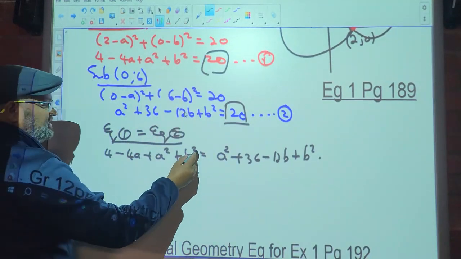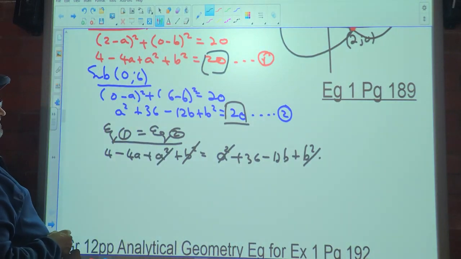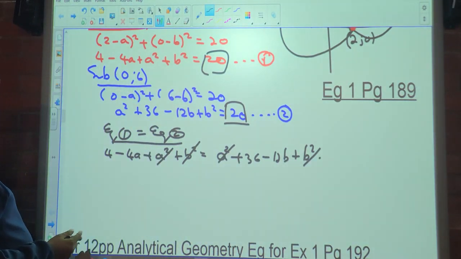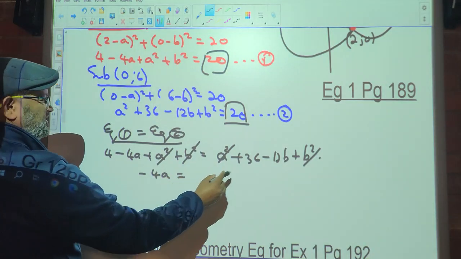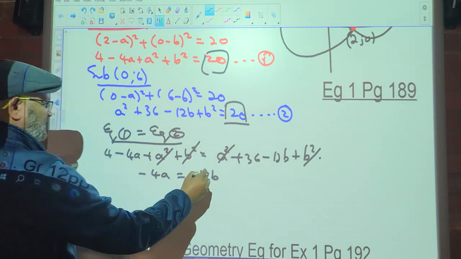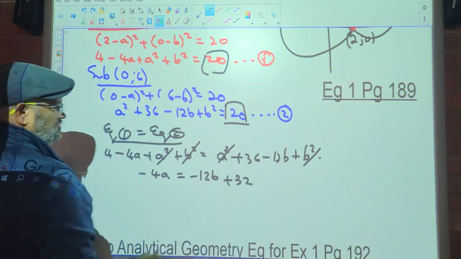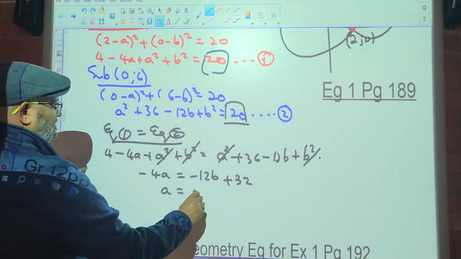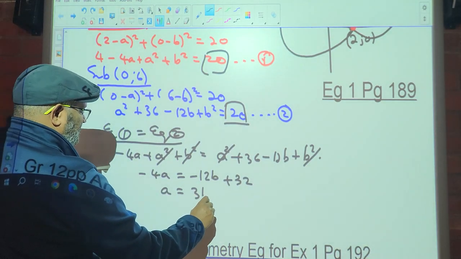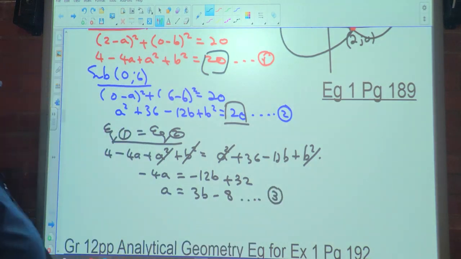Alright, so what happens is the b squared cancels, the a squared cancels. Can you see that? So what do I have? I got negative 4a equals negative 12b plus 32. Now 36 minus 4 is going to give you 32. So if I divide by negative 4, a is equal to 3b minus 8. And this is equation 3.